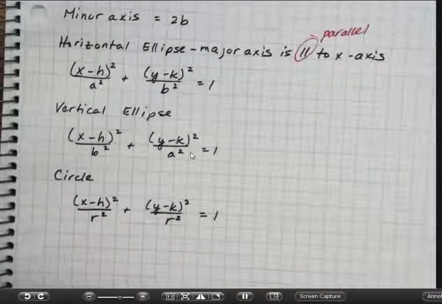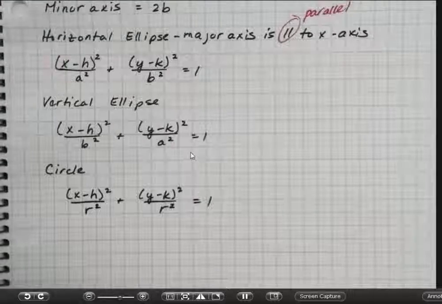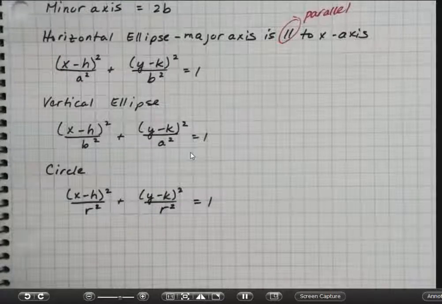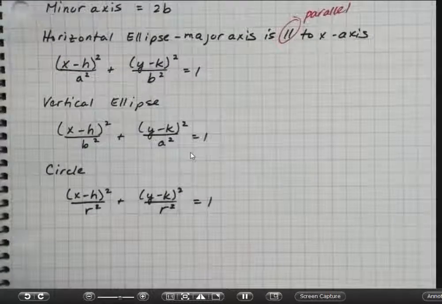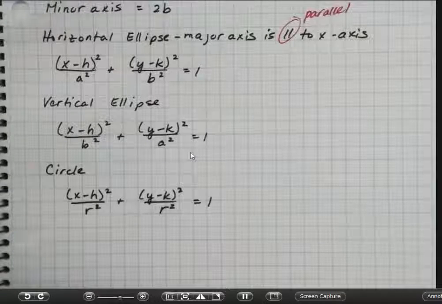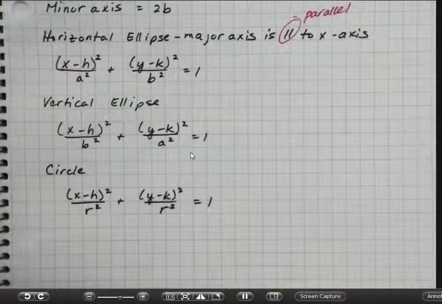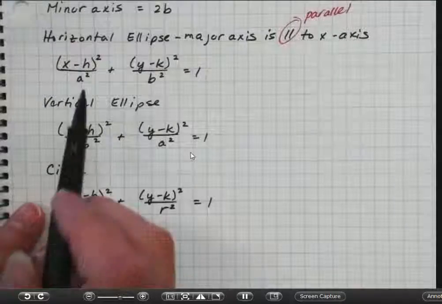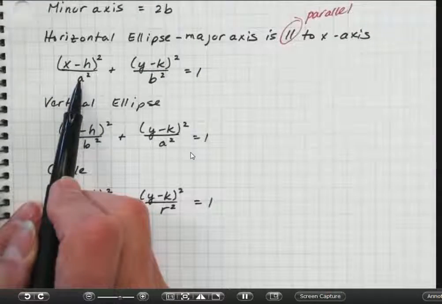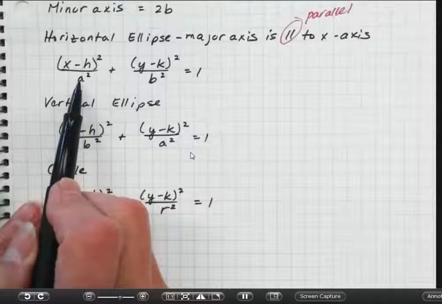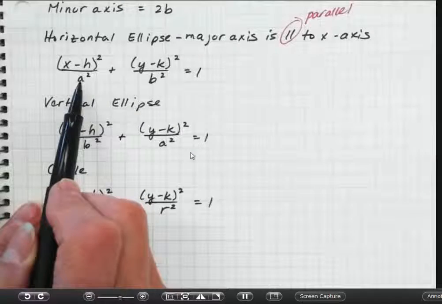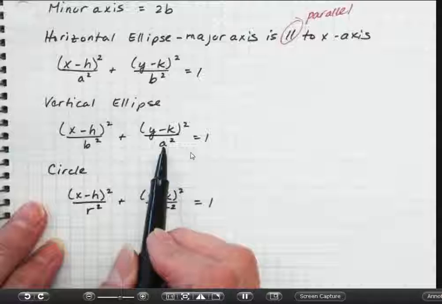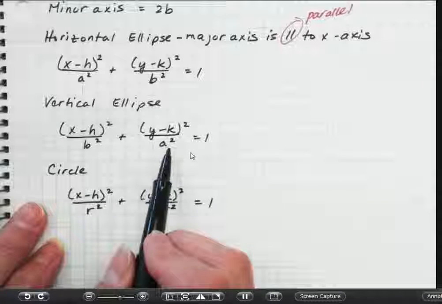So notice the difference between an ellipse and a circle. On an ellipse, our denominators are going to be different. On a circle, they're the same. If we set it equal to 1, circle, it's going to be the same denominators. Ellipse, it's going to be different denominators. Notice that if we're going in the x direction, our a is going to be under the x parentheses. If we're going in the y direction, our a is going to be under the y parentheses.